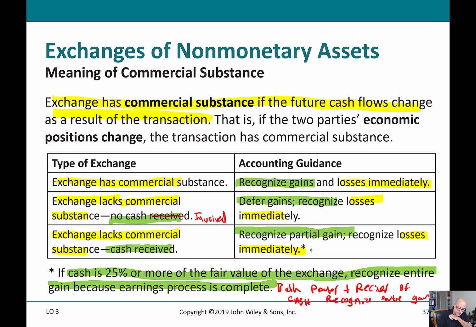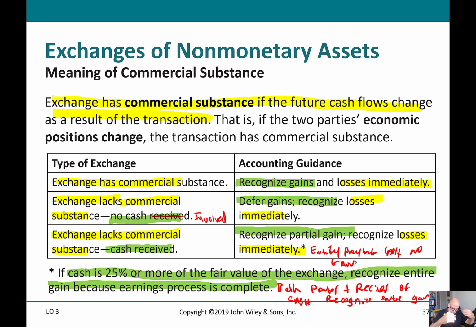So let's put that down. Entity paying cash, no gain, assuming the cash constituted less than 25% of the total consideration. If the cash involved is 25% or more of the total consideration, then both parties, the receiver and the payer of cash, take the entire gain.